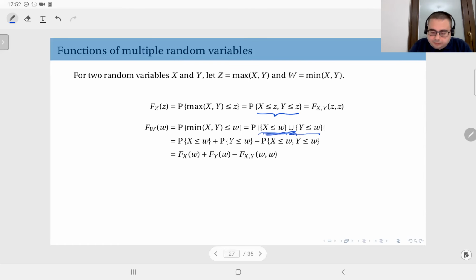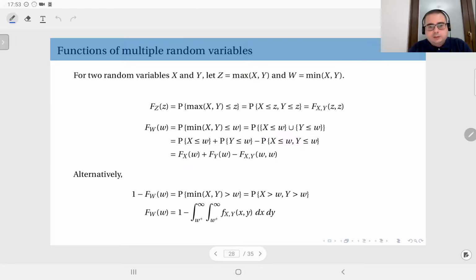And probability of this is clearly the CDF of x evaluated at w. And the probability of this is the CDF of y evaluated at w, and minus the intersection, which is given here, which is equal to the joint CDF of x and y evaluated at w and w. Okay. So this is how you can find the marginal distributions of z and w. Alternatively, to find the marginal CDF of w, you can use another approach.